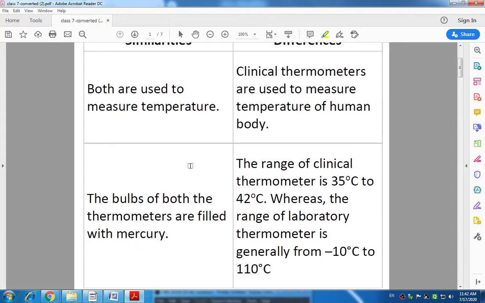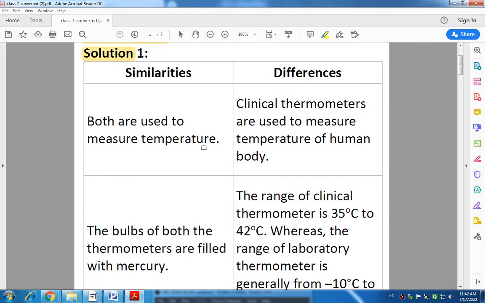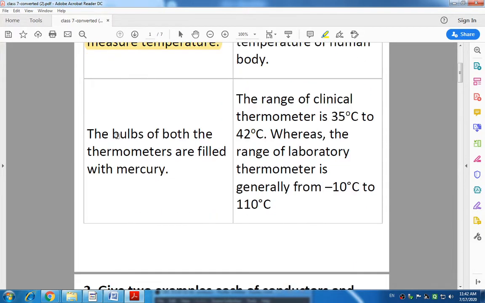Okay, so I have given two similarities and two differences. You can write more, no problem. I have written this answer in table format. If you don't want to write in a table, you can write it point-wise: similarities 1, 2, differences 1, 2. Understood? So see what the similarities are. Both are used to measure temperature. Second, the bulbs of both thermometers are filled with mercury, meaning mercury is present in both thermometers.